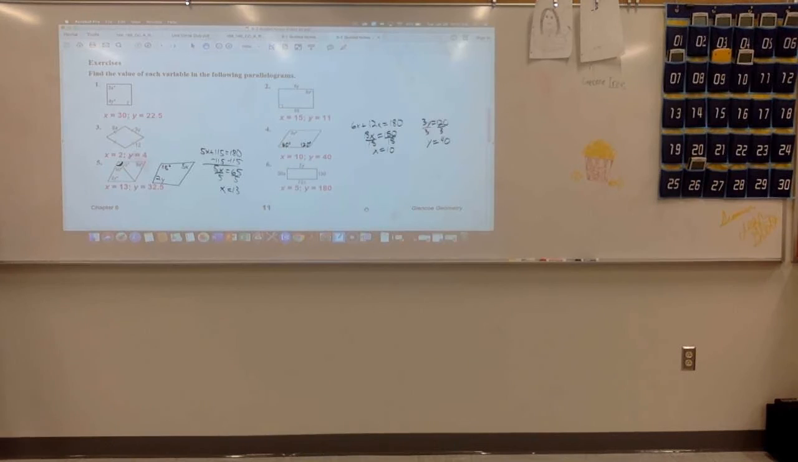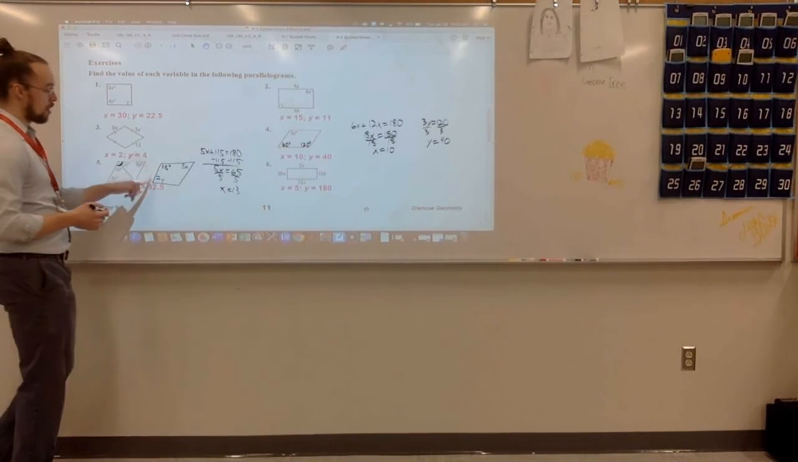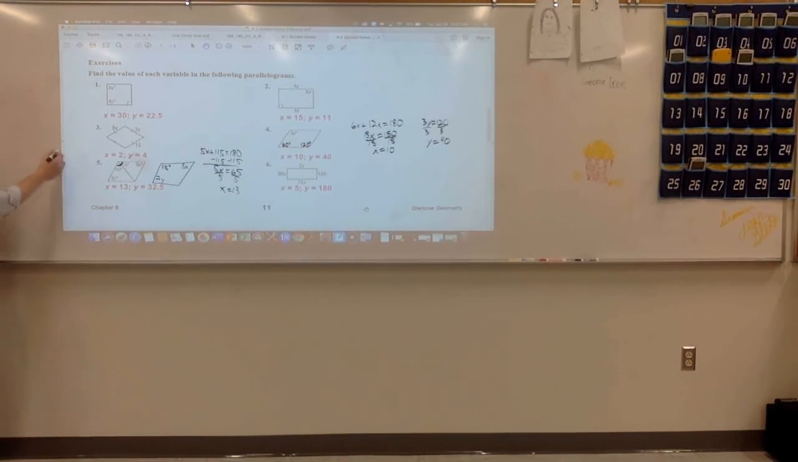Then we can do the same thing for y. These angles are consecutive. So I could say 2y plus 115 equals 180. Again, subtract the 115 over. We get 2y equals 65. Divide by 2. We end up with 32.5. So on these problems, we're using 3 of the properties that we looked at: opposite sides are congruent, opposite angles are congruent, and consecutive angles are supplementary.